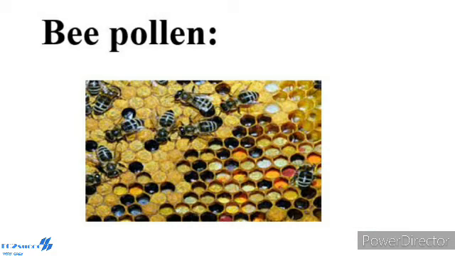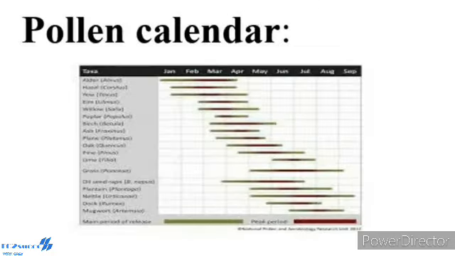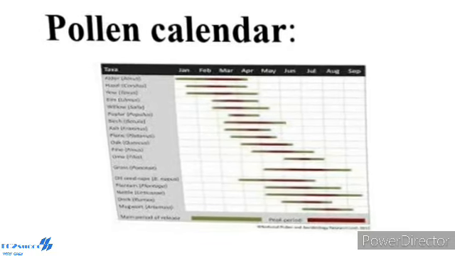Another one, bee pollen. Bee pollen is a natural substance and contains high protein, carbohydrate, trace amounts of minerals and vitamins. So the study of honey pollen is called melissopalynology. Another one, pollen calendar. A pollen calendar shows the production of pollen by plants during different seasons. This benefits the allergic person. Pollen grains cause allergic reactions like asthma, bronchitis, hay fever, allergic rhinitis, etc.